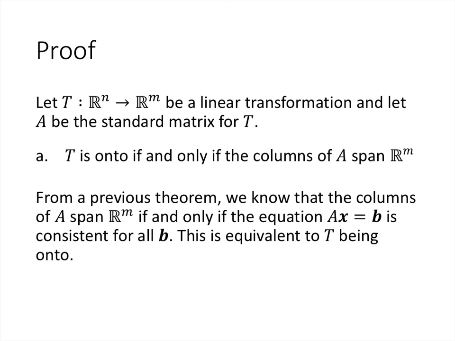So let's start by proving statement A. We know from a previous theorem that the columns of A span all of R^m if and only if the equation Ax equals b is consistent for all b. But Ax equals b, you remember that's the same as T of x equals b. So saying T of x equals b is consistent, T of x equals b has a solution for all b, that's exactly what it means for the function T to be onto.